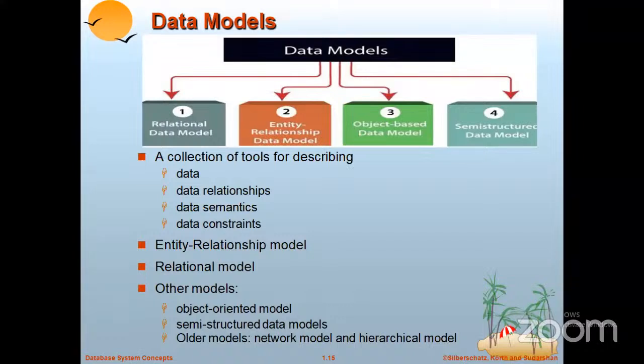First, write the definition, like data model is a metadata. Write down clear information about the data models. It is a collection of tools describing the data, data relationships, data semantics, and data constraints. And after that you need to explain the ER model.